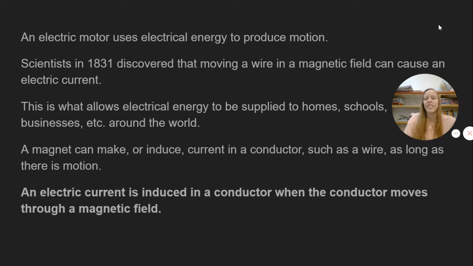Scientists in 1831 discovered that moving a wire in a magnetic field can cause an electric current. This is what allows electrical energy to be supplied to homes, schools, businesses, or other buildings around the world. A magnet can make, or induce, current in a conductor, such as a wire, as long as there is motion. So we're moving that wire, which causes electric current, and that allows all of us to be supplied electricity. An electric current is induced in a conductor when the conductor moves through a magnetic field.